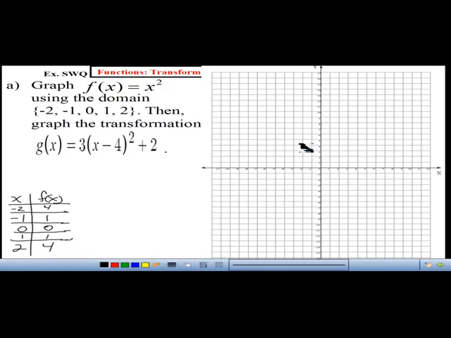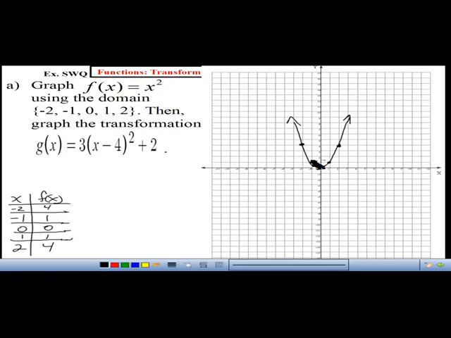Let's graph that. -2, 4. -1, 1. 0, 0. 1, 1, 2, 4. There's our parabola right there. Okay. All right. Any questions up to right there? We're good, right?